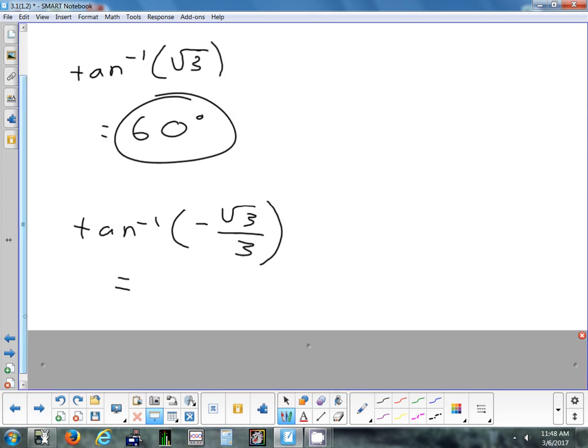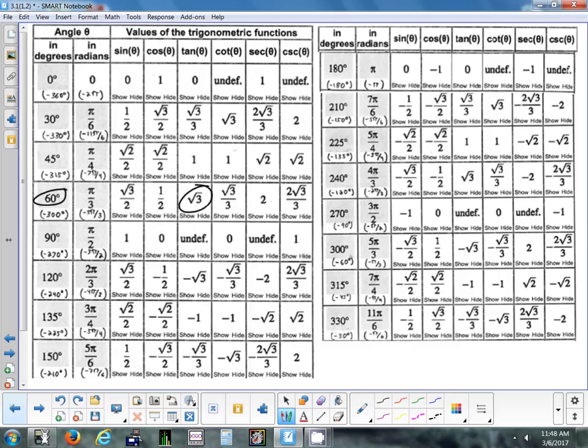All right, and how about inverse tangent of negative square root 3 over 3? Yep, negative 30. That one's on the back. Okay, go down to the tangent column. It's actually the last one. Negative 30.